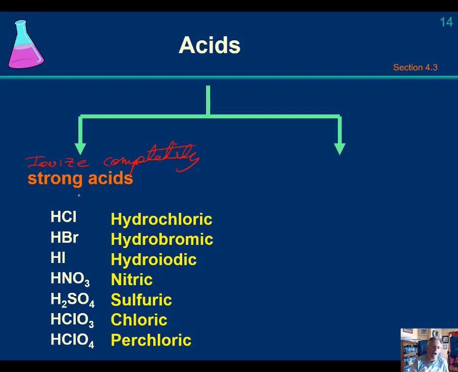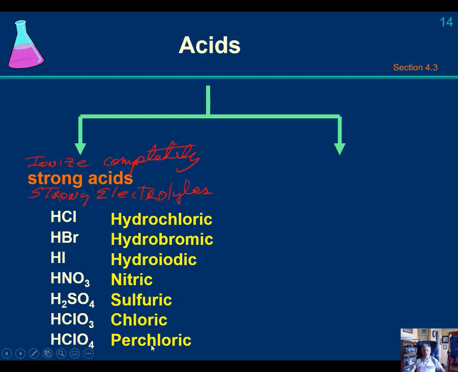That means that strong acids are strong electrolytes. So you're going to need to know the names of all 7 of these strong acids. This is hydrochloric, hydrobromic, hydroiodic, nitric, sulfuric. There's your only diprotic acid on the list. This is chloric and perchloric acid.